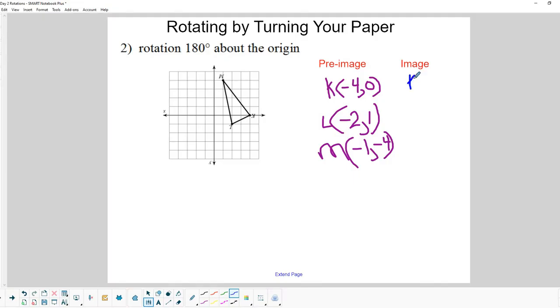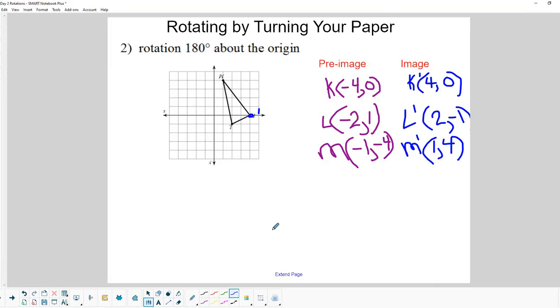K prime is now over here, and that's at 4, comma 0. L prime is at 2, comma negative 1. And M prime is at negative 1, comma 1, 2, 3, 4. M prime is 1, comma 4. All right, so there we go.